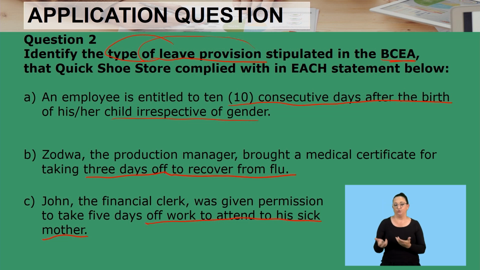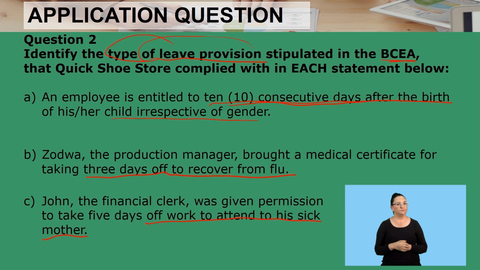So what you need to do is identify the type of leave provision stipulated in the BCA. The first thing that you need to understand is that we've got the types of leaves as the provision of the BCA. So from the types of leaves, you now need to identify from these scenarios which type of leave is applicable here. Right, let's read again. An employee is entitled to 10 consecutive days, so that is your keyword first, after the birth of his or her child, irrespective of the gender. So what do you think the answer is?